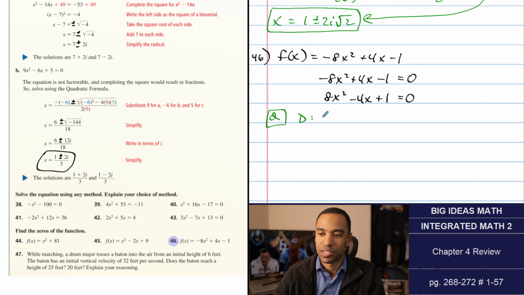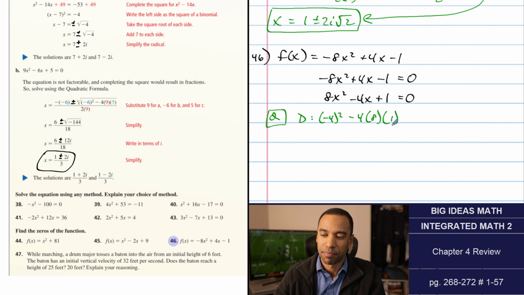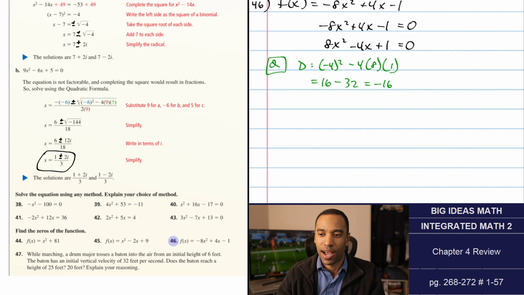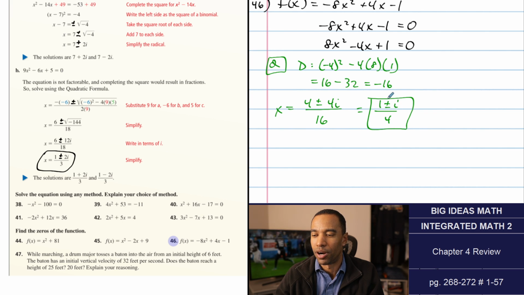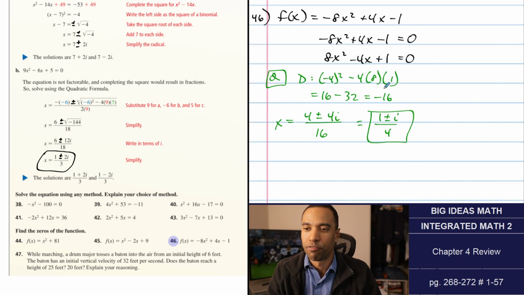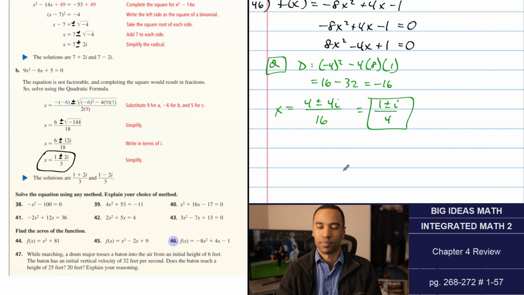All right, discriminant b squared minus 4ac is 16 minus 32, or negative 16. Square root of negative 16 is 4i, yeah? So x equals negative b plus or minus the square root of b squared minus 4ac all over 2a. This time your a is 8, so 2 times a is 16. These can all divide by 4 to reduce. You get 1 plus or minus i all over 4. That's 46.